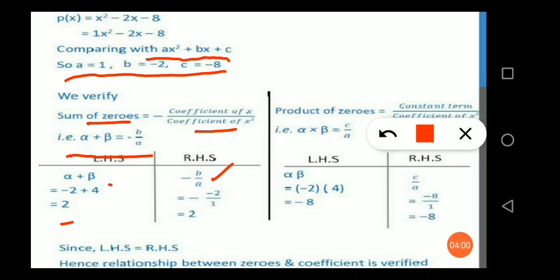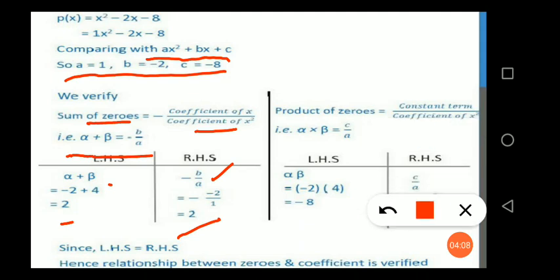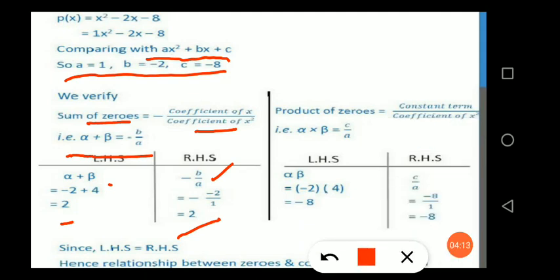RHS is minus of minus 2 by 1, which is also coming 2. Hence LHS is equal to RHS. Similarly, we will do for product of zeros also. Product of zeros means alpha into beta, which is equal to c by a. Again LHS is alpha beta, RHS is c by a. And minus 2 into 4 is minus 8, and c by a is minus 8 by 1, which is equal to minus 8.